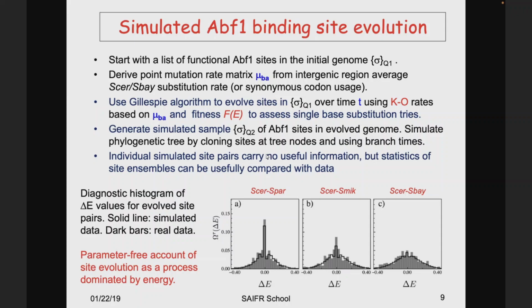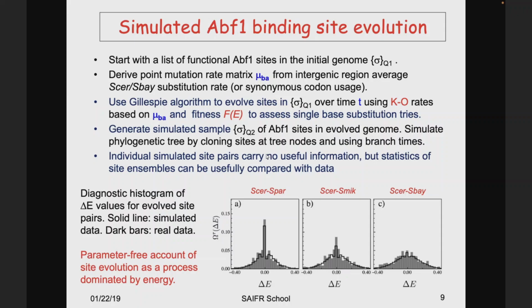to tell you how the probability of fixation of a mutation will depend upon the change in sequence, through the way that change in sequence causes the energy to change, through the way that energy change causes the fitness to change, all right? So you can then generate a sample of ABF1 sites in the evolved genome.